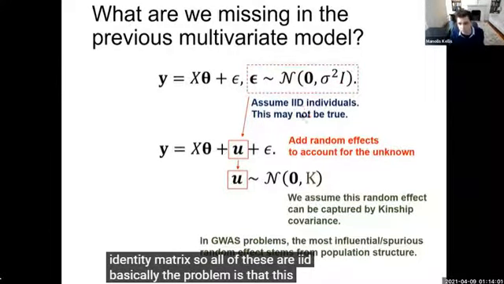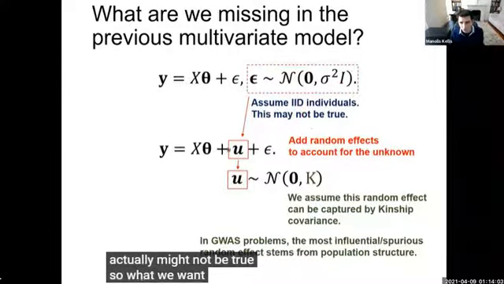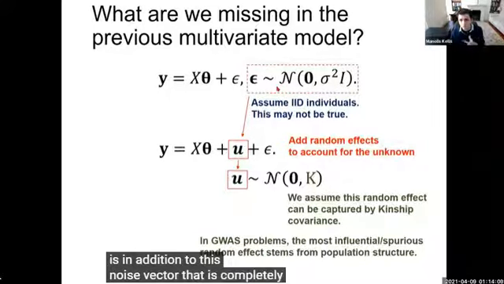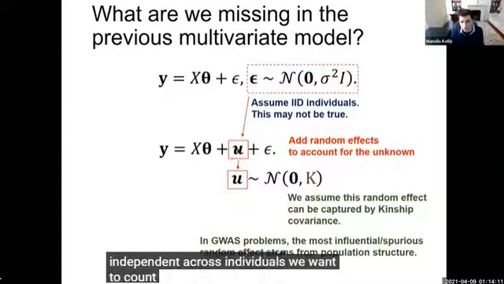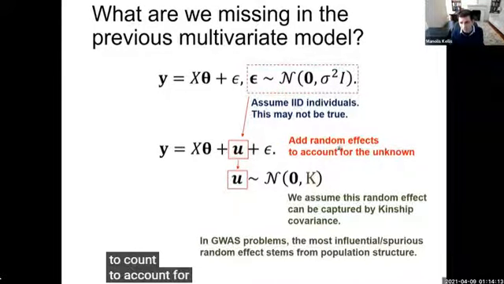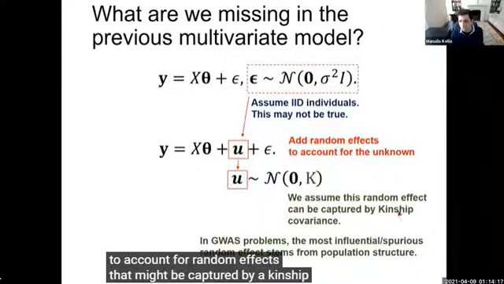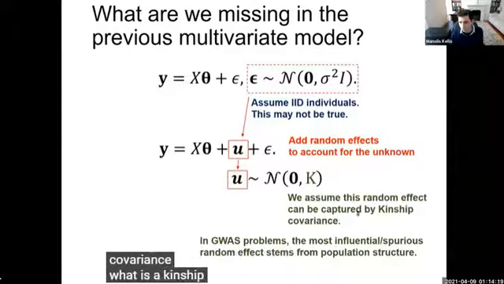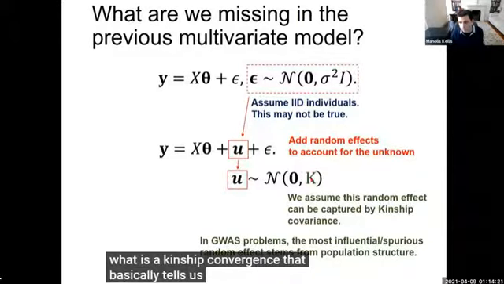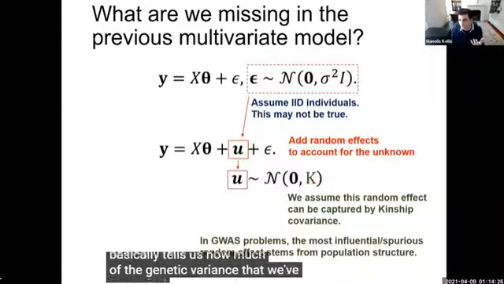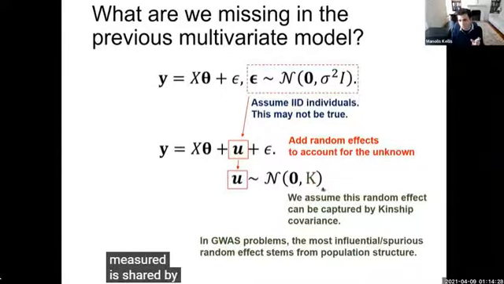The problem is that this actually might not be true. So what we want to actually think about is, in addition to this noise vector that is completely independent across individuals, we want to account for random effects that might be captured by a kinship covariance. What is a kinship covariance? That basically tells us how much of the genetic variance that we've measured is shared by every pair of individuals.